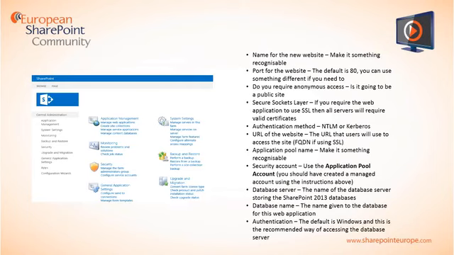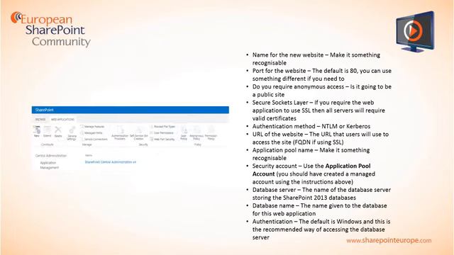From here you go into the SharePoint Central Administration, go to the Application Management section and manage web applications. That will allow you to see what web applications are already running, and you can click on the new icon to create a new one.